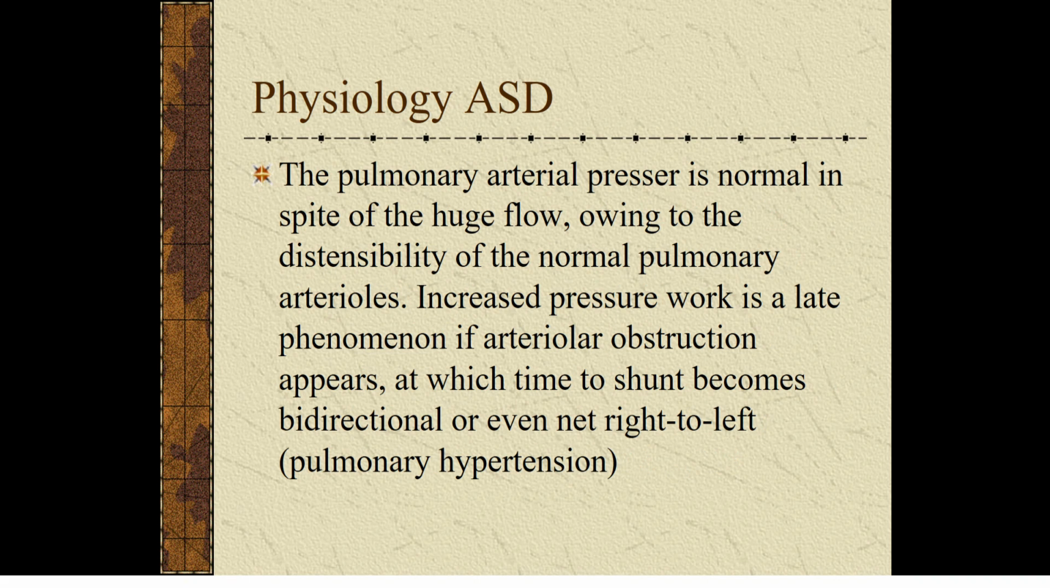Physiology. The pulmonary arterial pressure is normal in spite of the high flow, owing to the distensibility of the normal pulmonary arterioles. Increased pressure is a late phenomenon if arteriolar obstruction appears, at which time the shunt becomes bidirectional or even right to left. Pulmonary hypertension.